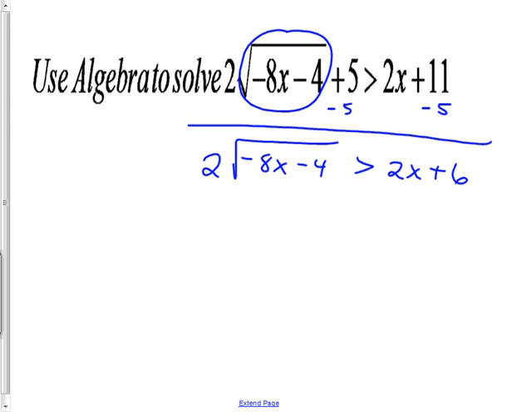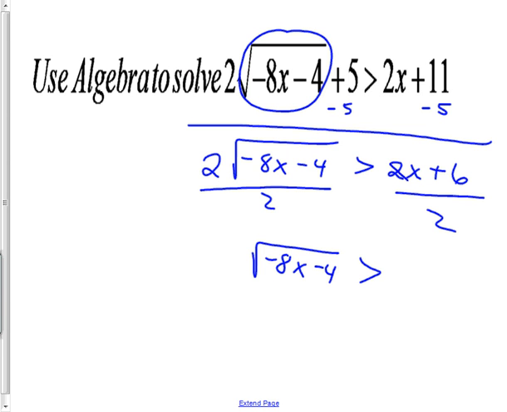Then divide by 2 on both sides. Cancel, cancel, cancel, and this is crucial. 2 goes in here once, 2 goes in here once, 2 goes in here 3 times. x plus 3 over 1, which is x plus 3.